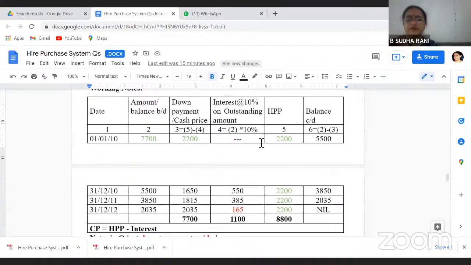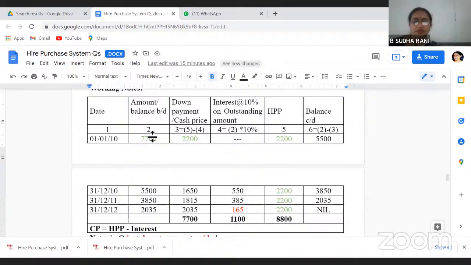And the fifth column is about the hire purchase price. That is the installment that is paid every month. From this installment amount, if you minus the interest amount, you will get the cash balance to be payable at the end of that year. I'll repeat once again, please.